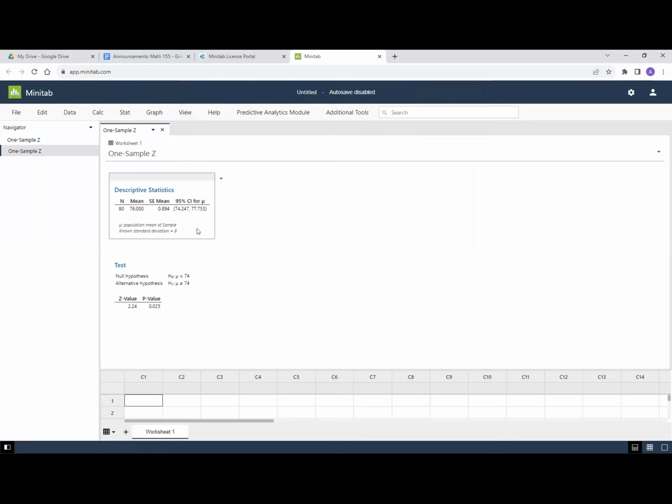And we get a bunch of information, but honestly, what really matters is the p-value here, 0.025. If you remember from your lab, it also tells you what the confidence interval is too. But we only care about the p-value. Okay. Any questions on Minitab?